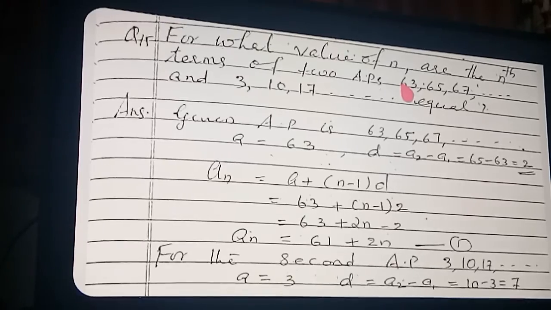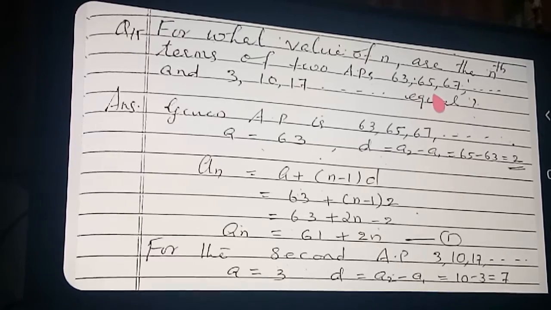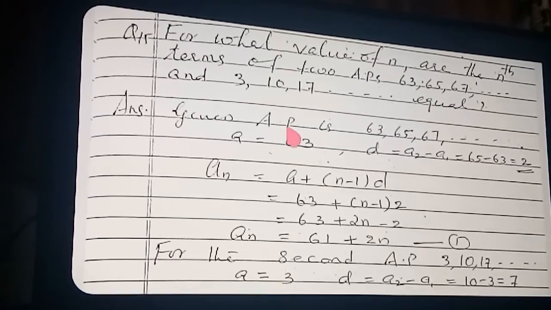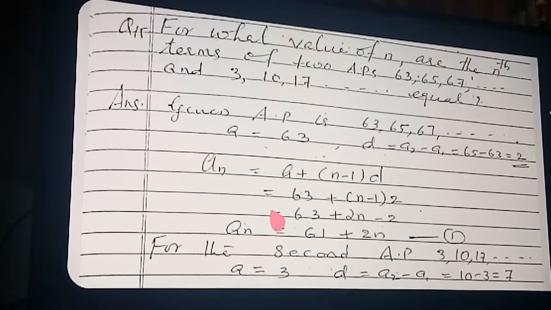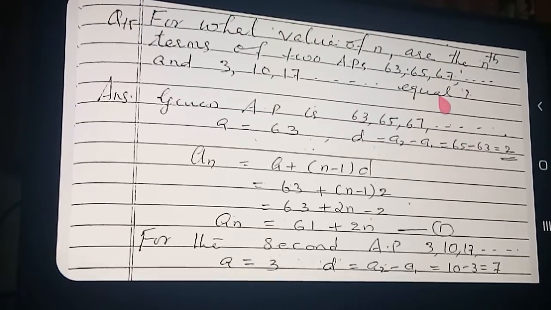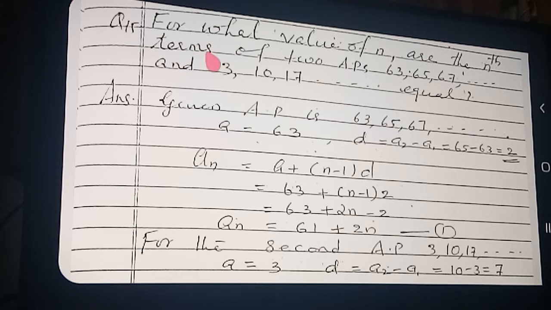We are not sure which nth term is equal, so we will suppose let them be equal. I have written here the first AP's nth term and the second AP's nth term, and we will suppose they are equal. Read the question once more and you will get the method. This is one AP and this is the other AP. These two APs' nth terms are equal for some particular value of n only, not all.